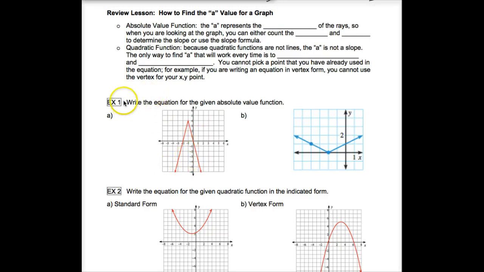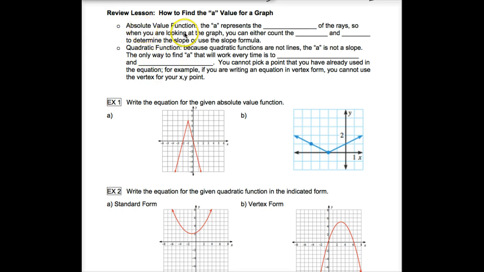All right, going to review a really important concept here, and that is how to find an A value for the two parent graphs that we studied that have A values. The two parent functions that we're looking at today are the absolute value function and the quadratic function, parabolas.